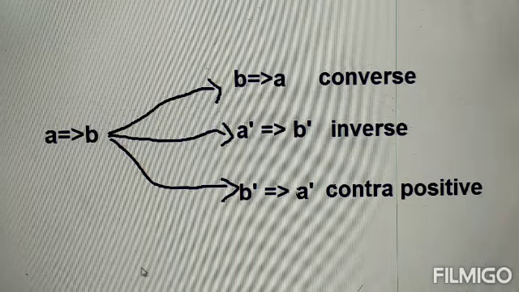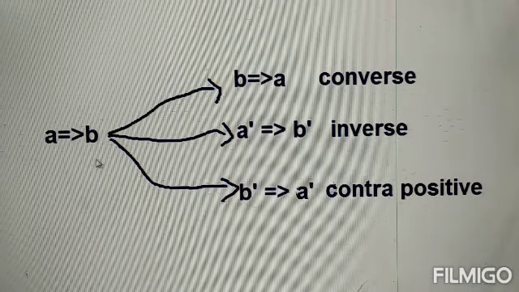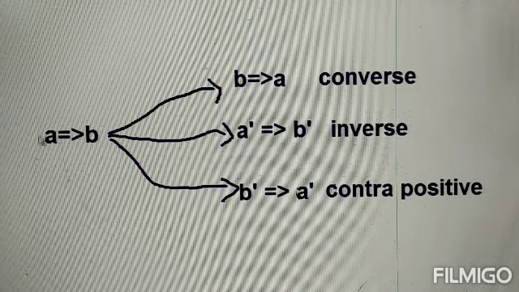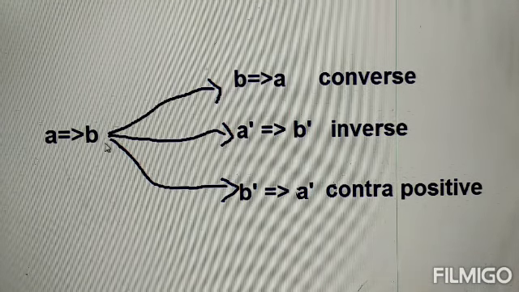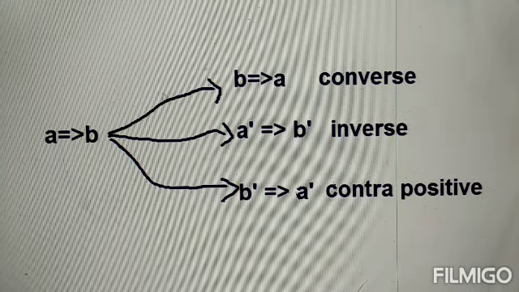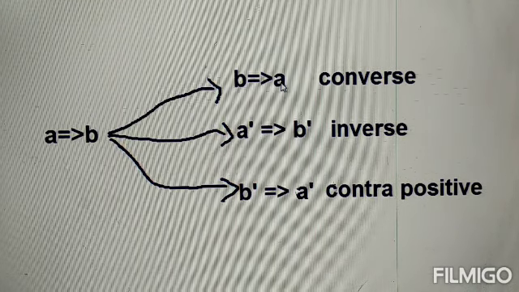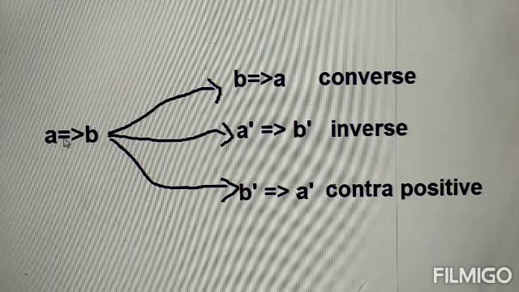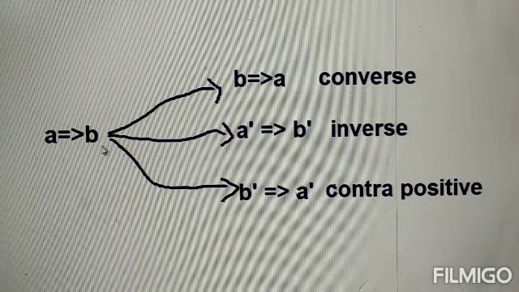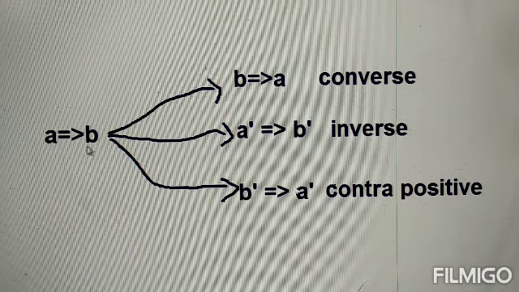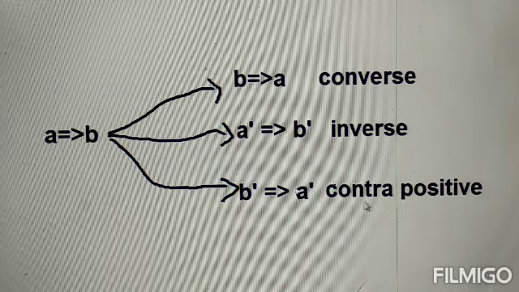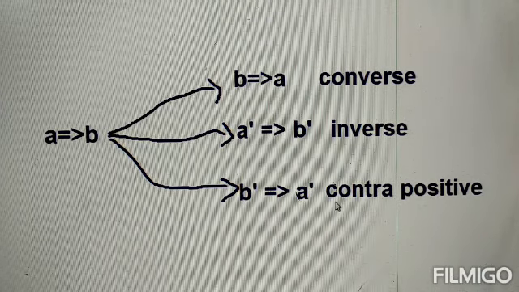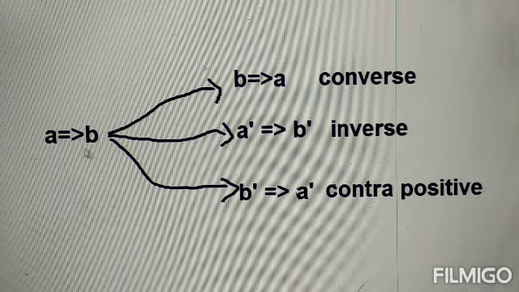Here you can see A implies B is a conditional statement, and this statement can be written in the converse, inverse and contrapositive form. So for A implies B, the converse is B implies A, interchanging A and B. The inverse form of A implies B is A naught implies B naught, and the contrapositive is B naught implies A naught. That's the contrapositive form of A implies B.